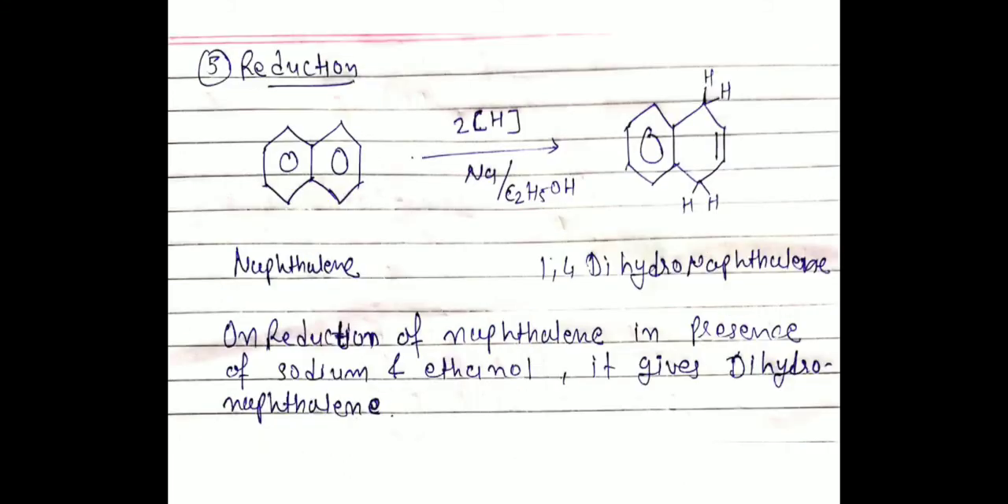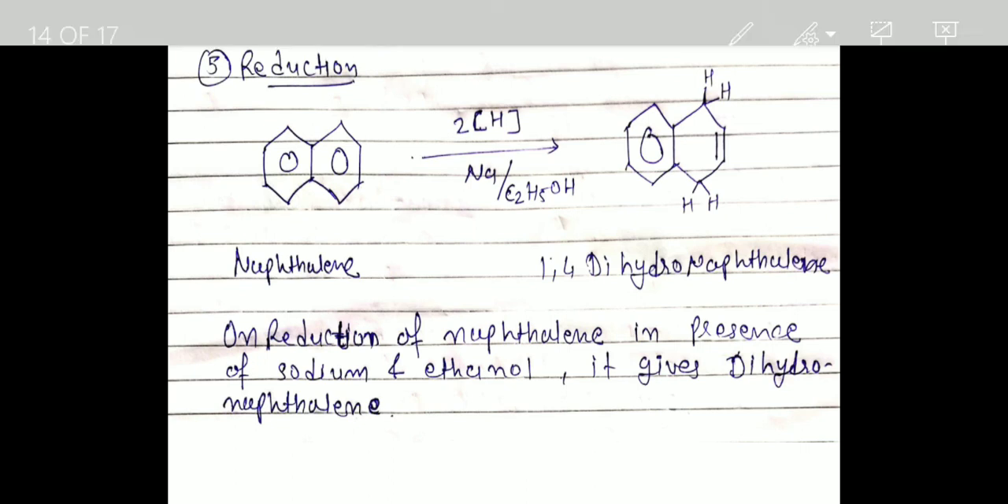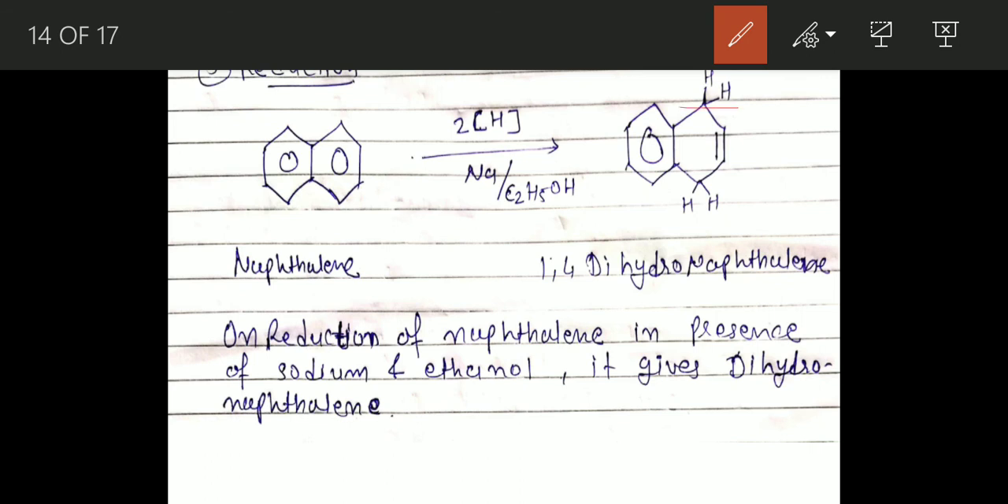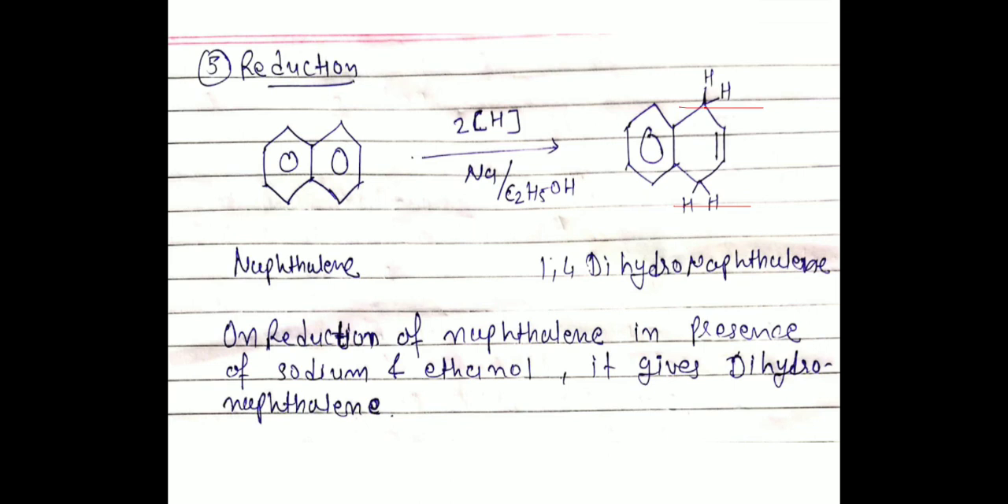Fifth reaction is reduction. In this reaction, naphthalene is treated with sodium and ethanol to give dihydronaphthalene. The product name is dihydro because there are two hydrogens added at number 4 position and number 1 position. So the product name is dihydronaphthalene.